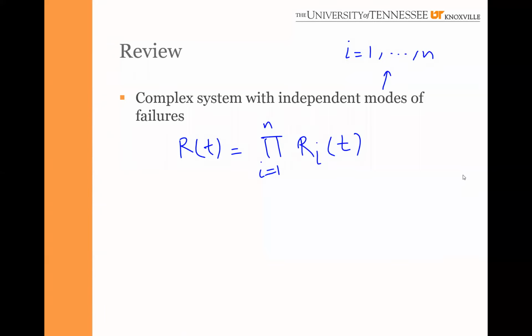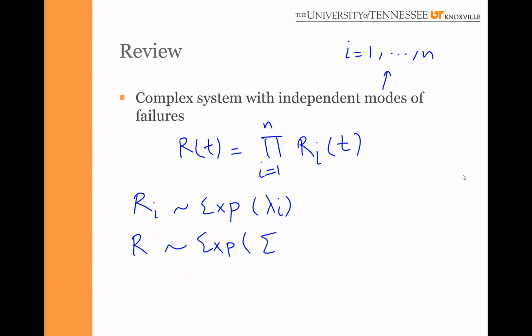And then we said that there's something special about exponential again. So if we have Ri being exponential with rate lambda i, then if we calculate the reliability function of the system, how is that distributed? Again, exponential. What is the rate? Perfect. Sum of lambda i's. I'm assuming that these all look familiar. That's why nobody's responding.